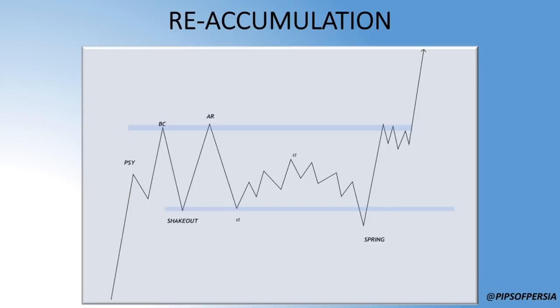Now, a reaccumulation can very commonly be mistaken for a distribution, especially because within the first half of the reaccumulation range, it looks almost identical to the beginning stages of a distribution. This is the important point that I always mention, which is never be married to a directional bias, because if you look at a range and you say to yourself, hey, this has definitely got to be a distribution range, and later on you see that it starts to go higher and higher, then you have lost the trade because you've stayed married to that directional bias at the very beginning.